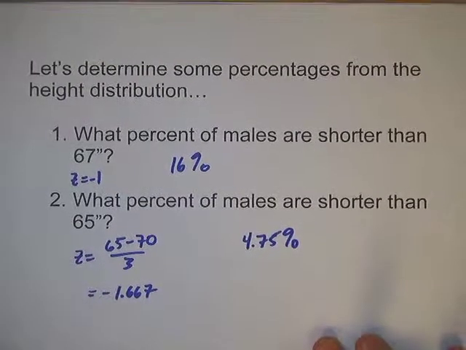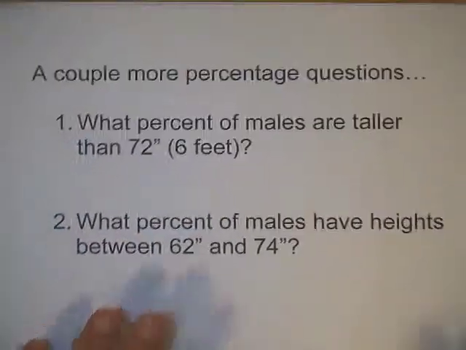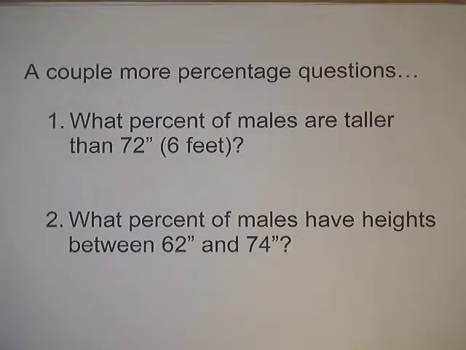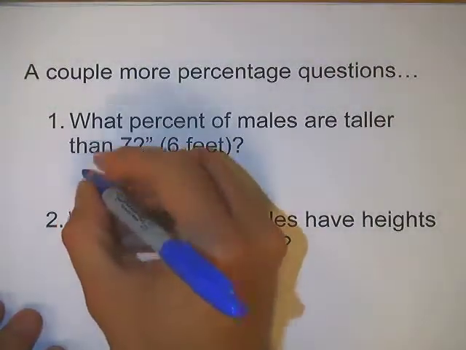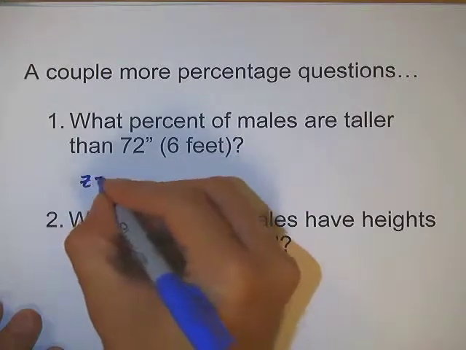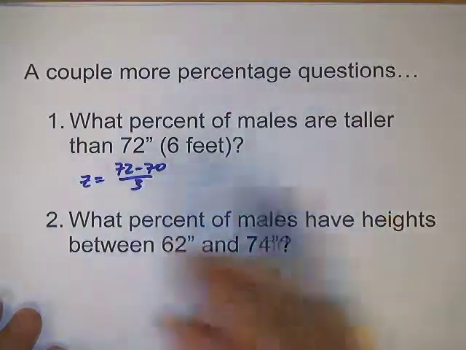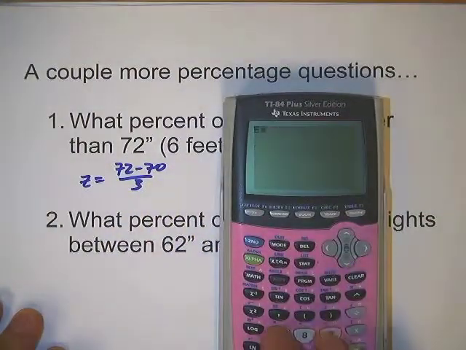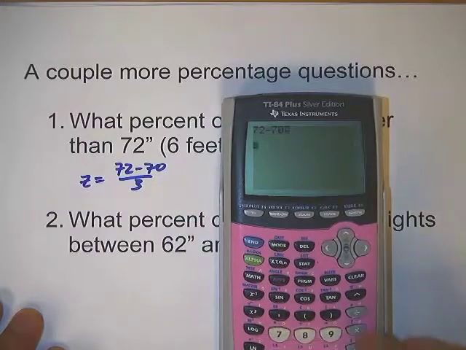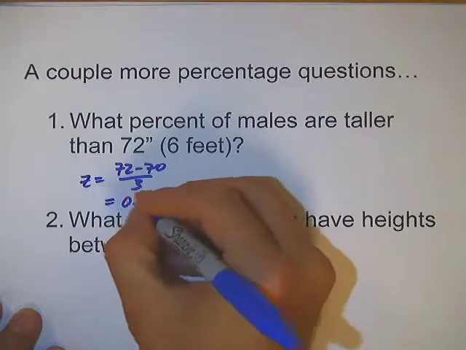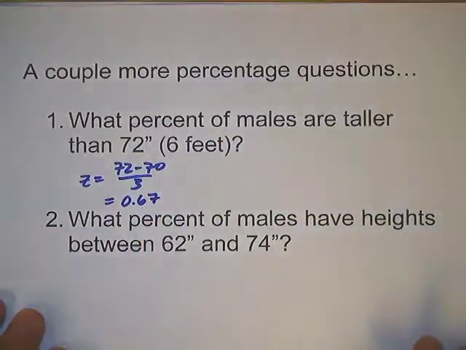Okay, we're going to use the z-table for a couple more problems just to make sure we're familiar with this now. So what percent of males are taller than 72 feet? Or excuse me, 72 inches, which is 6 feet. The first thing you have to do is calculate a z-score. So we'd take 72 minus 70 divided by 3, which gives me 2/3. 2 divided by 3 is 0.67. I'll just round it to the nearest hundredth again.